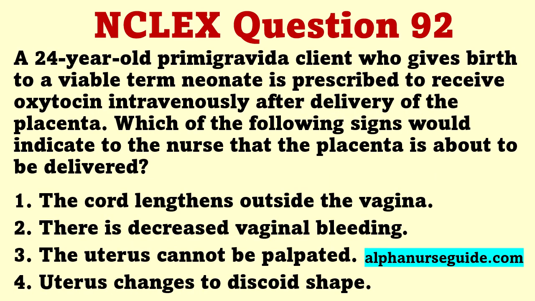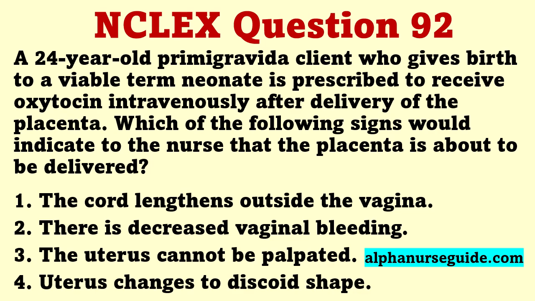A 24-year-old prima gravida client who gives birth to a viable term neonate is prescribed to receive oxytocin intravenously after delivery of the placenta. Which of the following signs would indicate to the nurse that the placenta is about to be delivered? 1. The cord lengthens outside the vagina. 2. There is decreased vaginal bleeding. 3. The uterus cannot be palpated. 4. Uterus changes to discoid shape.